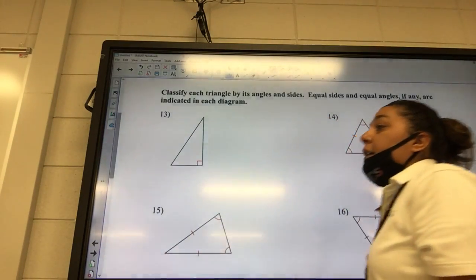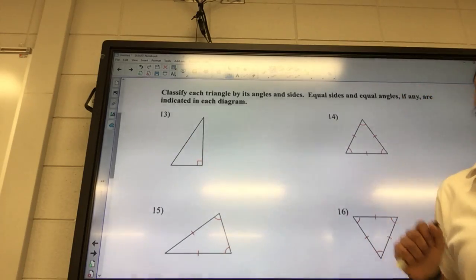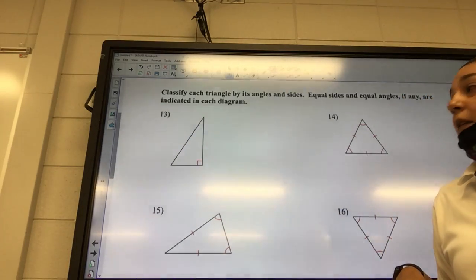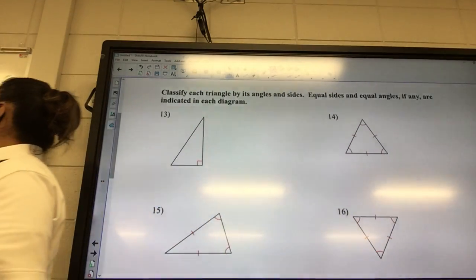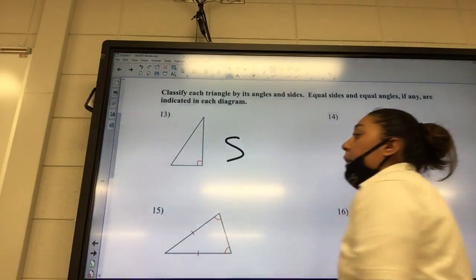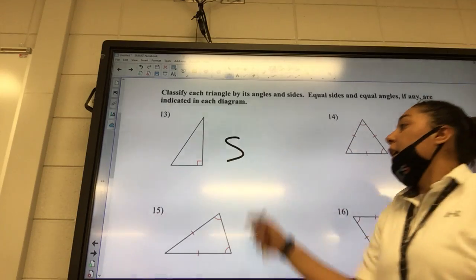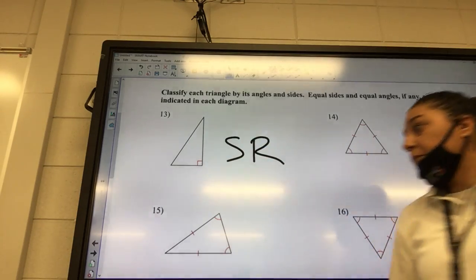Number 13. Is it an equilateral, isosceles, or scalene? It's a scalene. See how nothing is marked? No sides are marked, so it's got to be a scalene. And it's going to be a right. It's got the right angle marker.